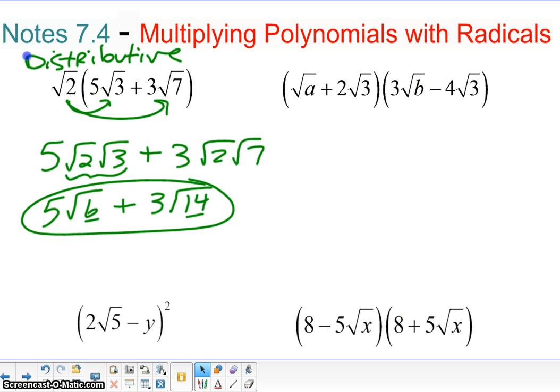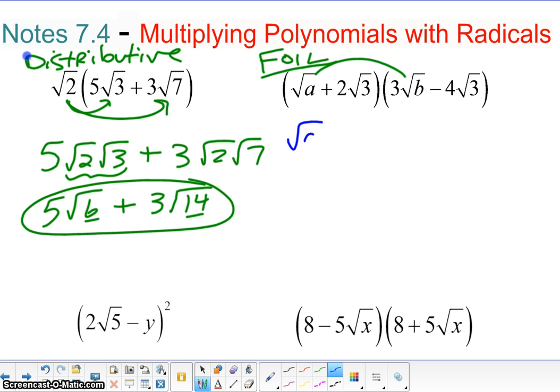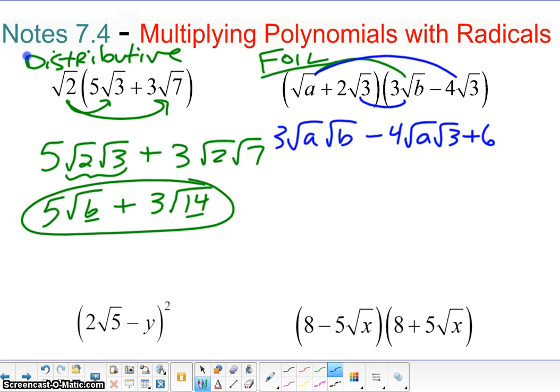The next ones are all binomials times binomials. And yes, that is foiling. So again, blast from the past. We've got the first terms, which is square root of a, square root of b, and then I'm going to put the 3 in the front. The outside, which is negative 4, square root of a, square root of 3. The insides would be positive 6.